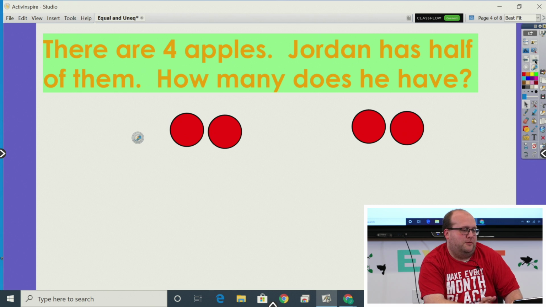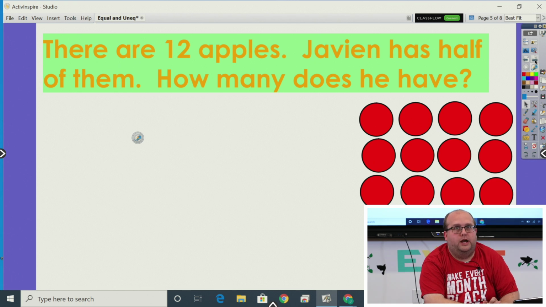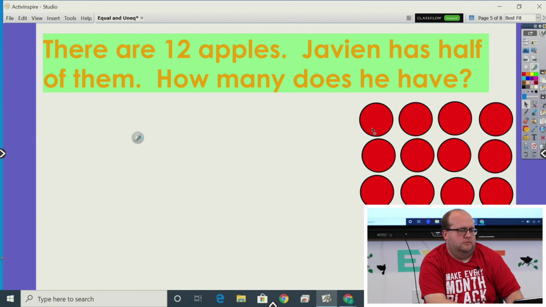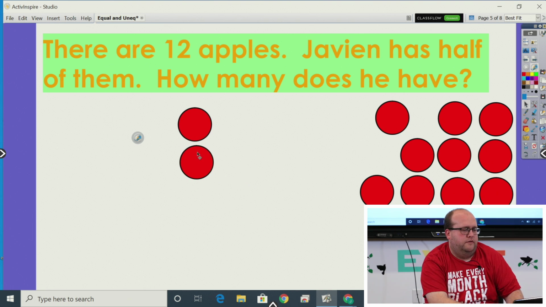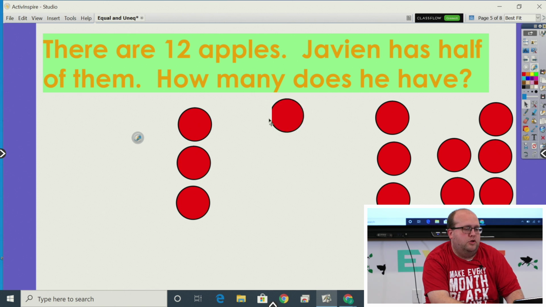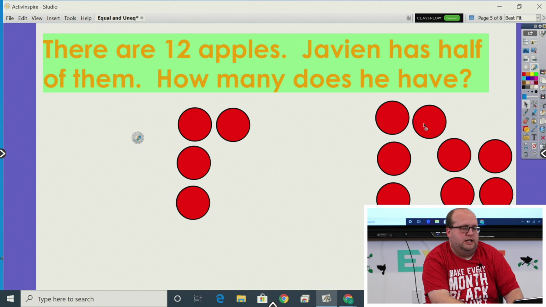Let's just try that with a bigger number. Now there are 12 apples. Javian has half of them. How many does he have? What do you think the answer will be? Let's go and sort them. 1 for Javian, 1 over here. 1 for Javian, 1 over here. We've got to make sure they're going to be equal partitions. 1 for Javian on the left. Let's keep 1 over here.